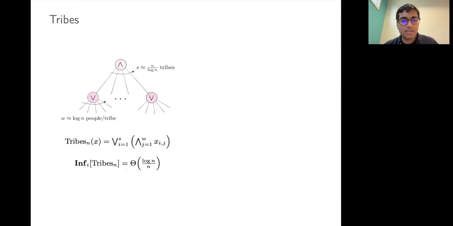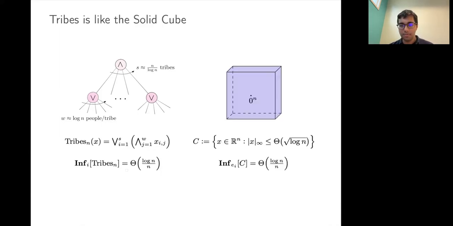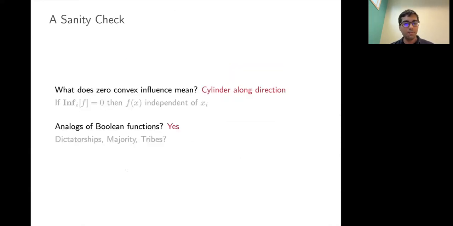And the third function we saw was the tribes function. Tribes is an AND of roughly n ORs. And the analogous thing to do here is to take the intersection of n orthogonal slabs. In other words, you just end up with the cube, or the L infinity ball of Gaussian measure half. Again, it's a calculation, but you can check that the influence of each coordinate direction on this cube is log n over n. So far, these two sanity checks pass through okay.